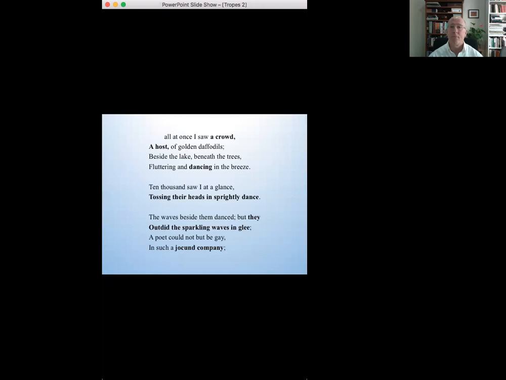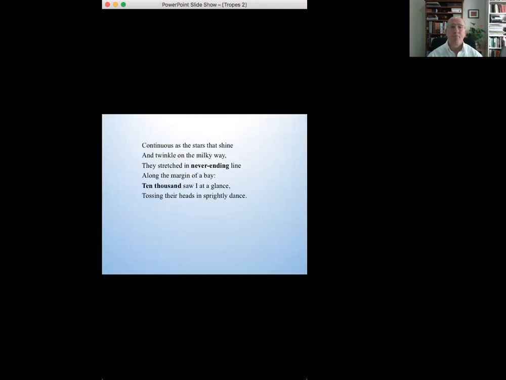Now, we've observed a couple of similes and a metaphorical description that really traverses the entire poem. There's a third main type of tropological description, which I think is on display in the second stanza of the poem. Wordsworth writes that the flowers stretched in never-ending line along the margin of a bay. Think about that adjective Wordsworth uses to describe the line of flowers, never-ending. That means without end, infinite.